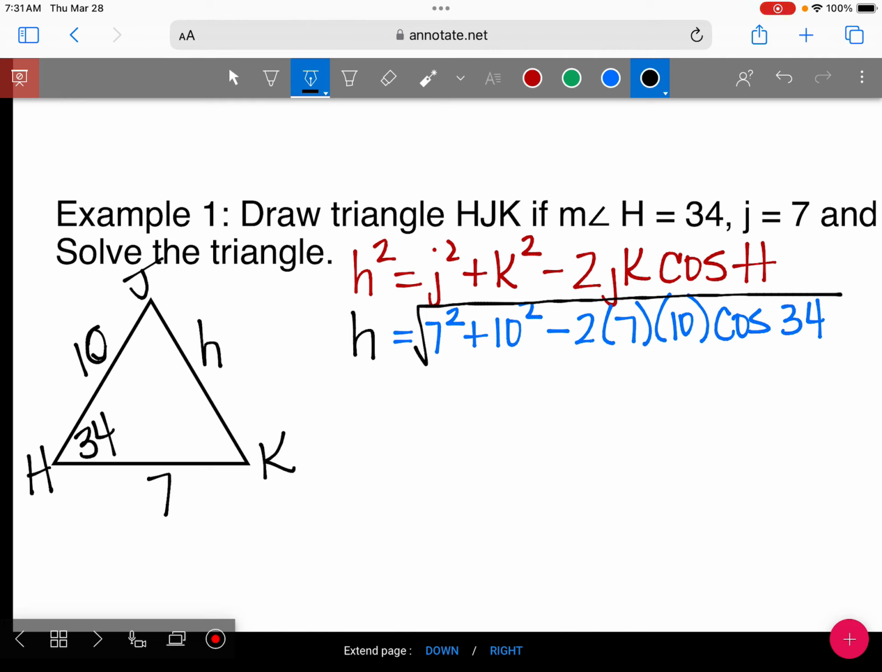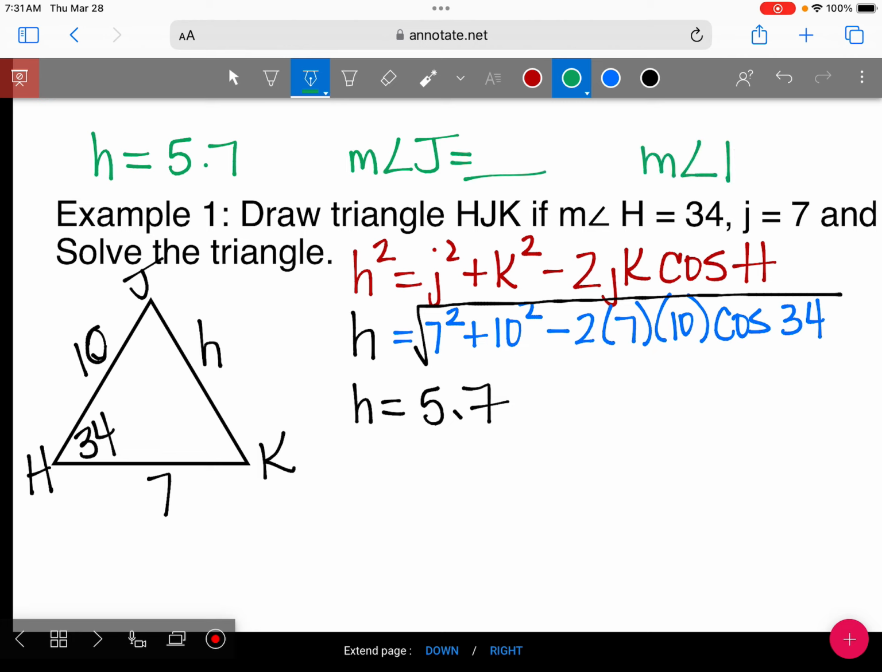Yep, I got 5.7. I was looking for my answer, sorry, because I wrote it kind of messy. All right, so we have little h is 5.7. And let me just write above. In order to solve the triangle, we need to know what little h is. What we just figured out is 5.7. We also need to figure out the measure of angle J.